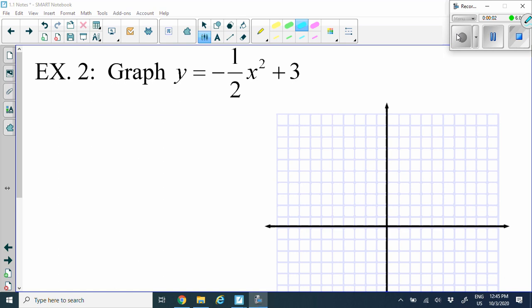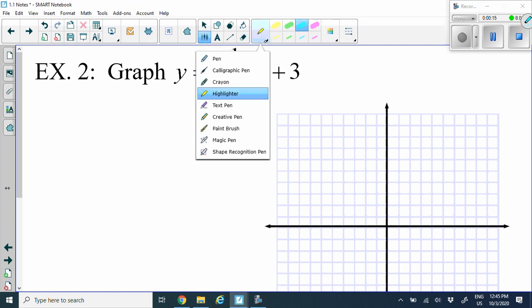Hey guys, so here's part 2 of the 1.1 notes. We are now going to graph quadratic functions in standard form. So the first part that we always want to do in graphing is we want to determine the vertex.